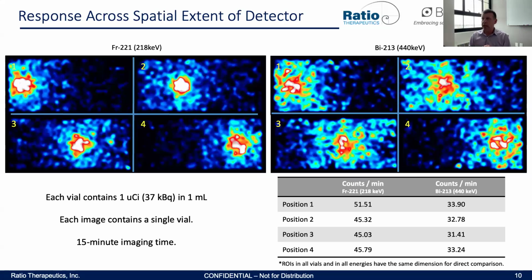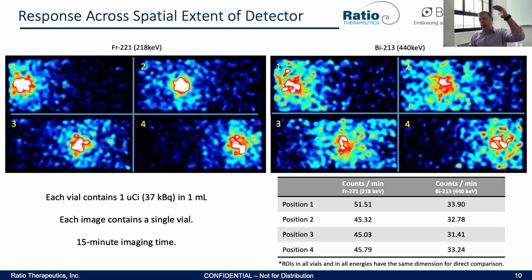When we look similarly at the 218 and 440 keV data, we see again, for 218, similar behavior, consistent behavior across the extent of the detector, a little more background, probably due to a combination of scatter and septal penetration. And then, not surprisingly, even more of those effects as we move to those very high energy photons at 440 keV. Consistent counts observed across the extent of this 15-minute imaging time for each position and for both of the energy windows.